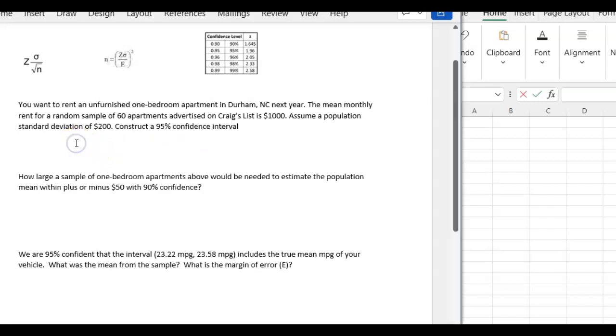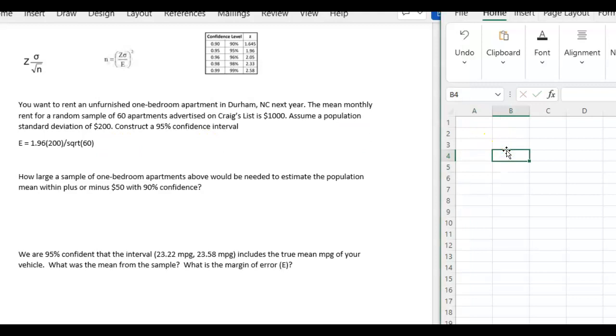So we're going to calculate a margin of error, which is denoted by the uppercase E, and our z value for 95% confidence is 1.96. So 1.96, and we're going to multiply that by our standard deviation, which is 200, and we're going to divide all that by the square root of our sample size. And in this example, 60 apartments were looked at for their prices, so that's our sample size. I'm just going to use this for square root. It's easier than trying to find the symbol, and that's going to give us our margin of error.